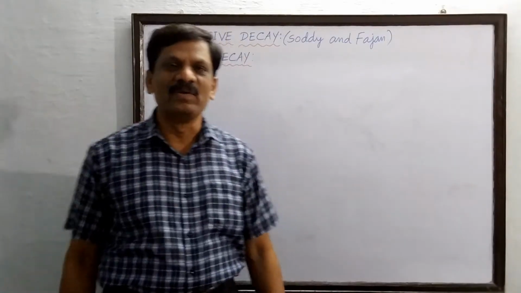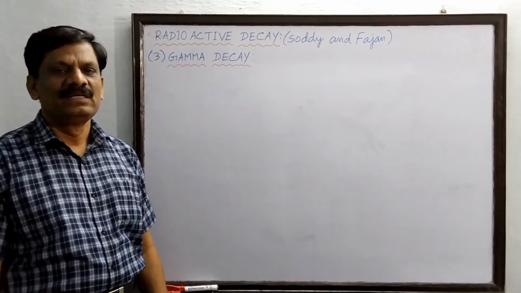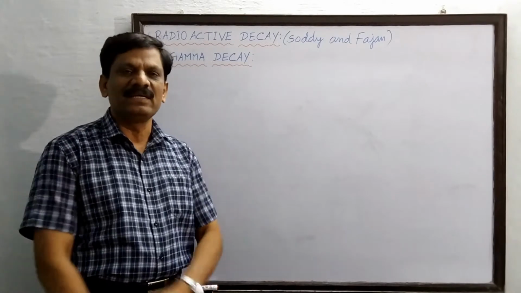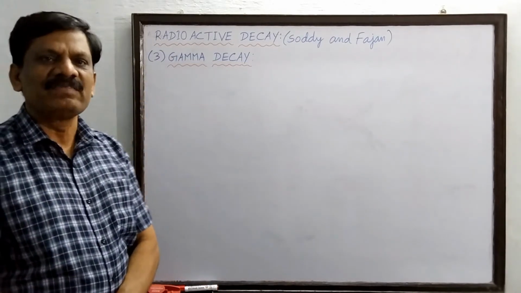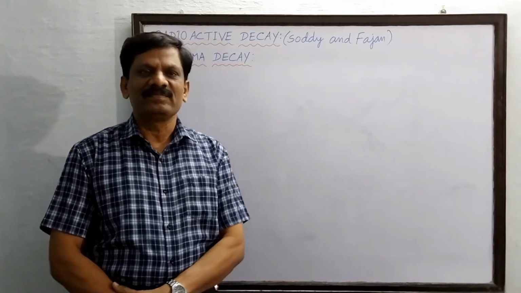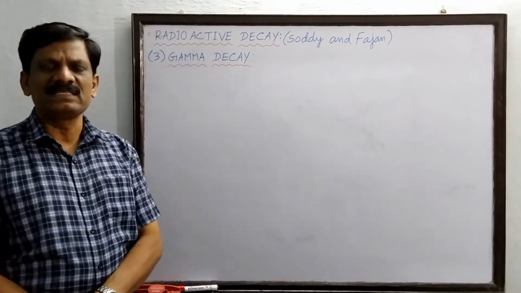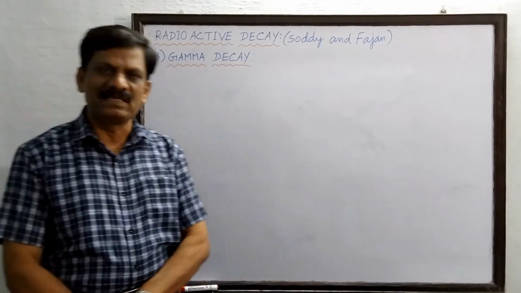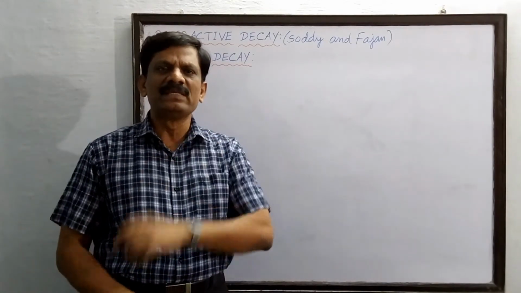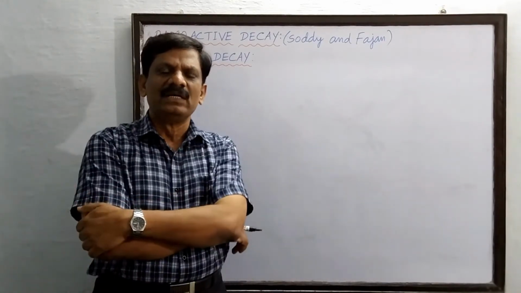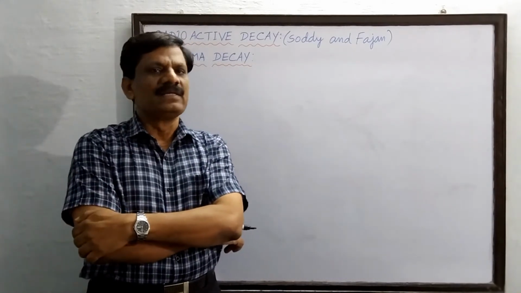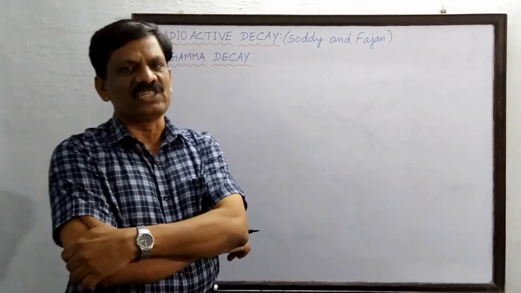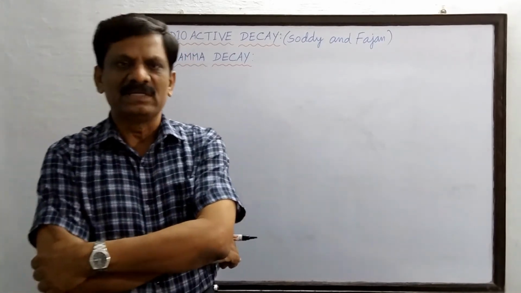Hi students, now we are going to discuss the gamma decay process. You have already studied what a gamma ray is. Gamma ray is a part of the electromagnetic spectrum. So a gamma ray photon does not have a charge number as well as a mass number. Hence when a nucleus emits a gamma ray photon, only energy will be lost by the nucleus, and there is no change in the charge number and the mass number.